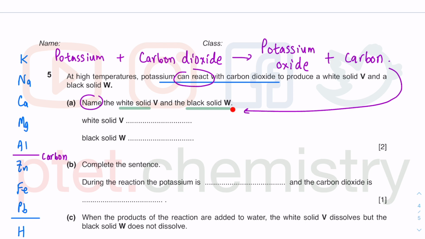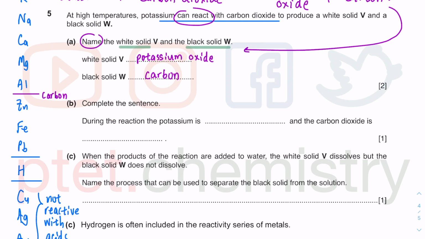So carbon is this black solid W here. We're going to give it a name. And then the white solid V is the potassium oxide, the potassium having stolen away the oxygen. The spelling of potassium is in the periodic table. Oxide is just O2 minus, because metals and non-metals form an ionic compound.